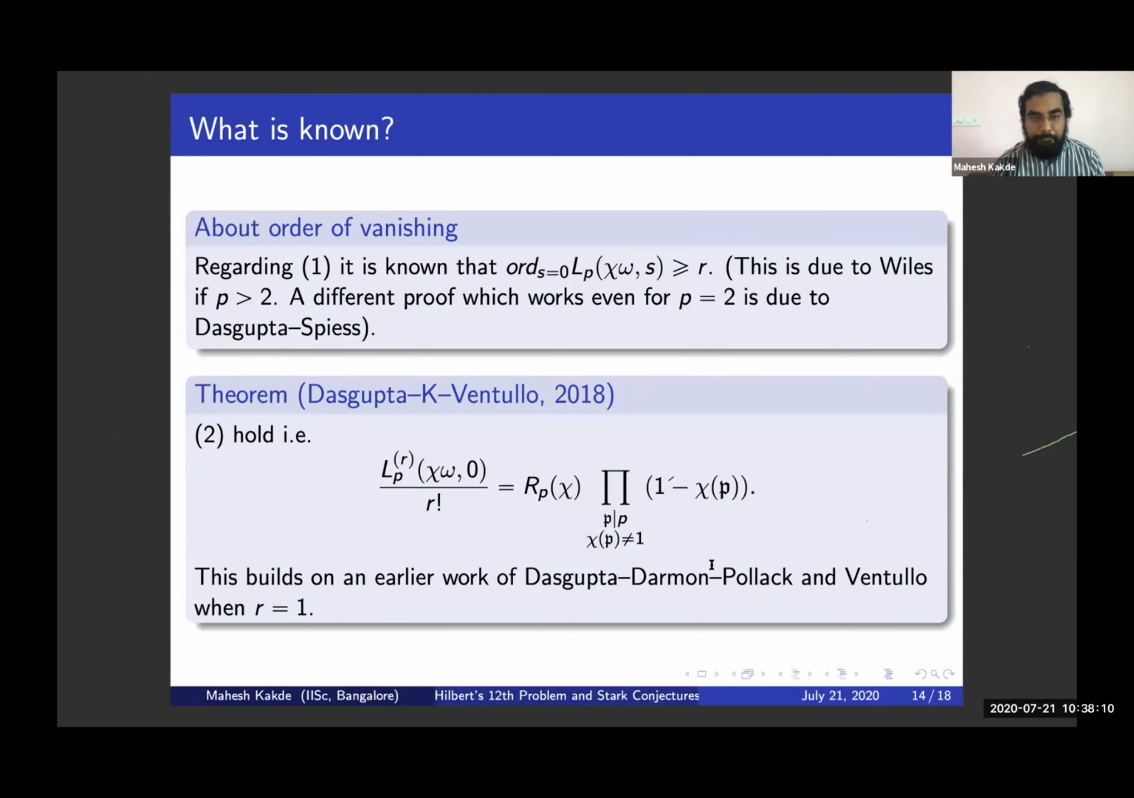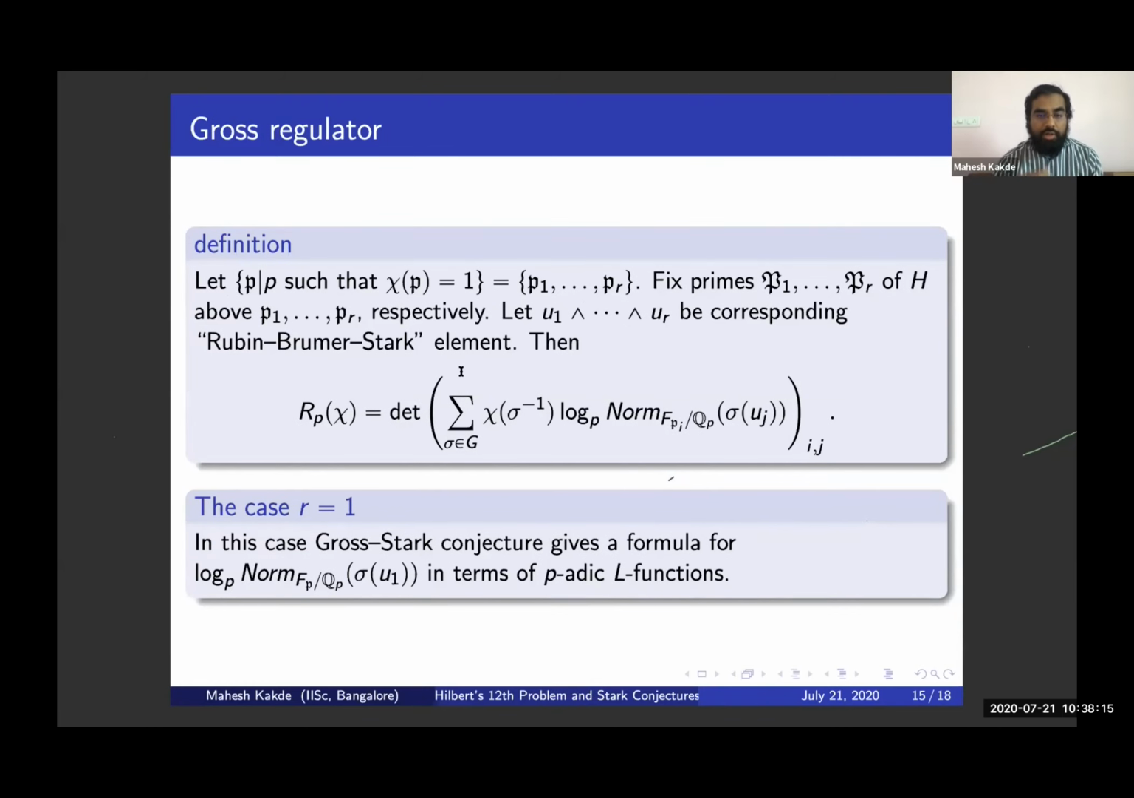All right. So what's the regulator and what's the relation with more information about the Brumer-Stark unit? Okay, so definition, I don't know why the D became small. Sorry about that.